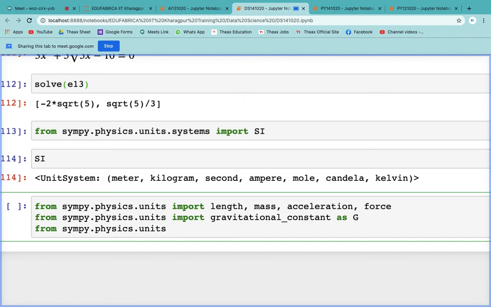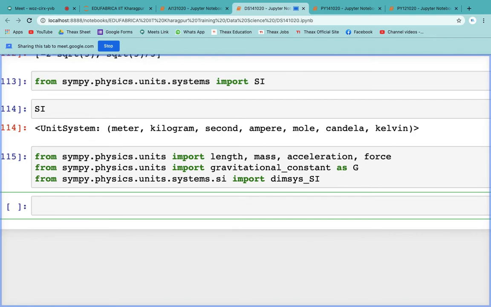And import dimensional analysis. I'm just writing dimsys underscore SI, so dimension systems, SI units. I hope no problems come. Okay, that's fine. So what is the formula of force? Quick, class 9 question. Very nice, you can become Einstein. Force is equal to mass into acceleration.